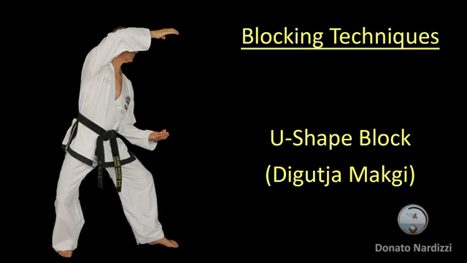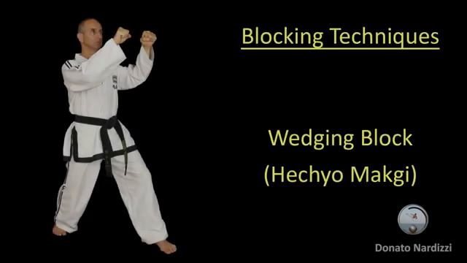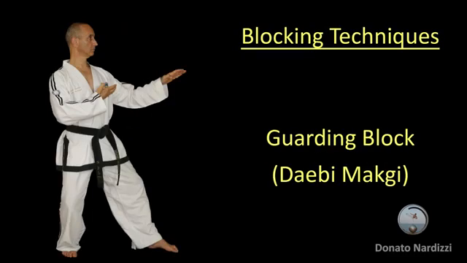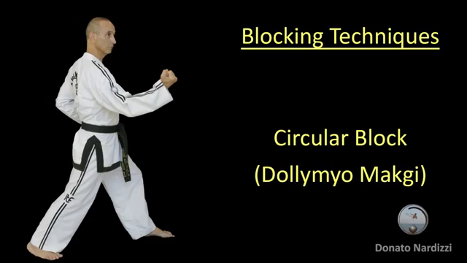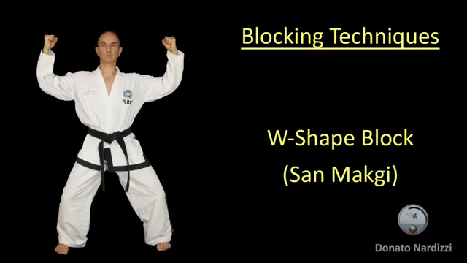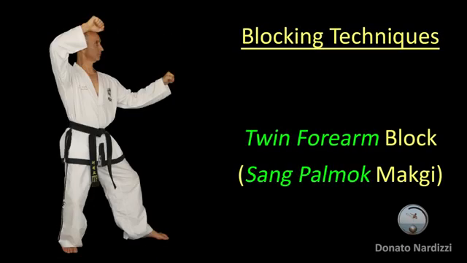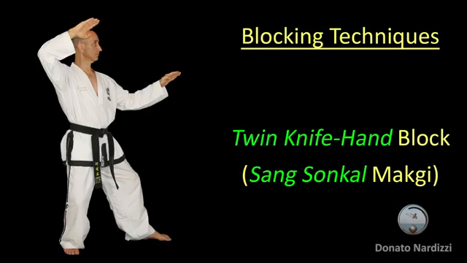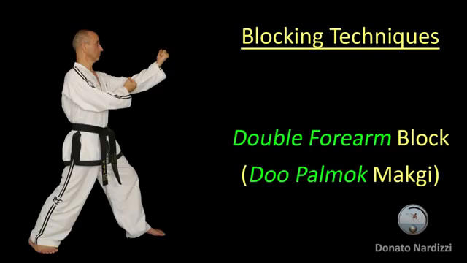U-shape block, 뒤끝차 막기. Wedging block, 헤쳐 막기. Guarding block, 대비 막기. Circular block, 돌리며 막기. W-shape block, 산 막기. Twin forearm block, 쌍팔목 막기. Twin knife hand block, 선 손칼 막기. Double forearm block, 두 팔목 막기.